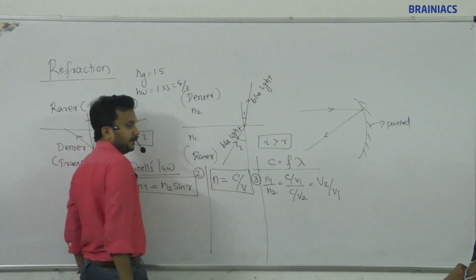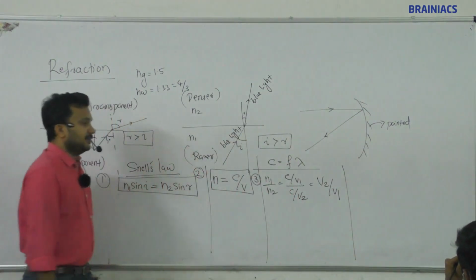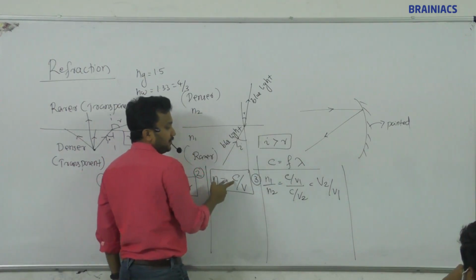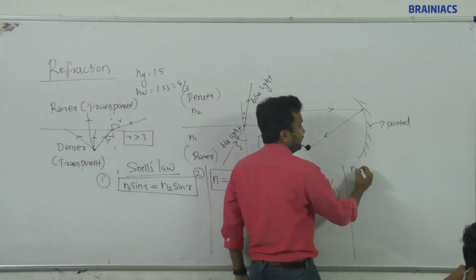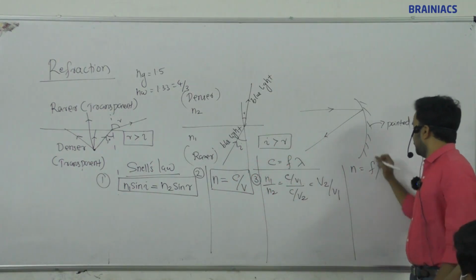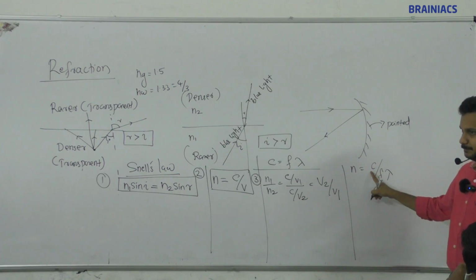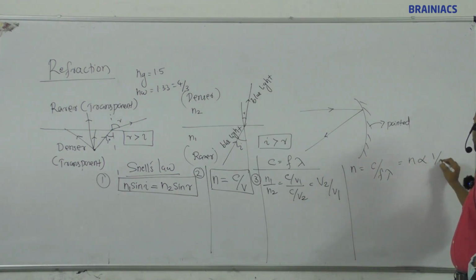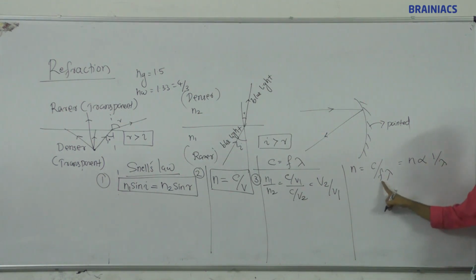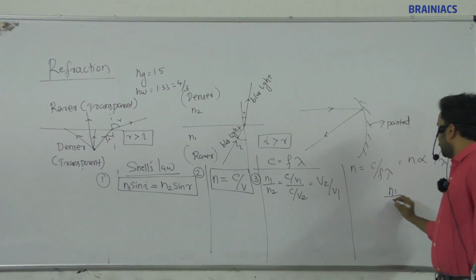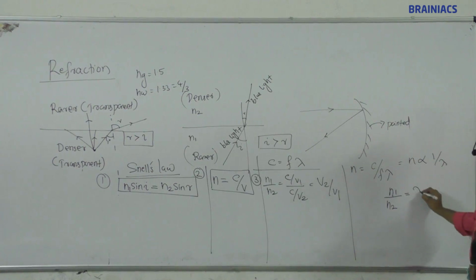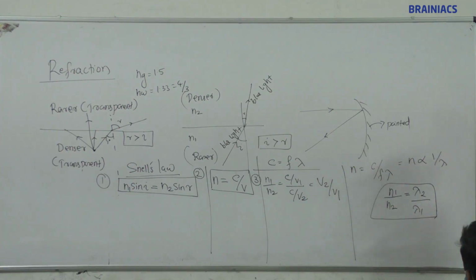Third point. The fourth point is with respect to wavelength. n is C by v, and v can be written as f lambda. C is constant, so I can say n is proportional to 1 by wavelength, because f is constant and C is constant. Frequency depends on the color of the light. So here I can also write n1 divided by n2 as lambda 2 divided by lambda 1. We will use all these formulas interchangeably, depending on the question.